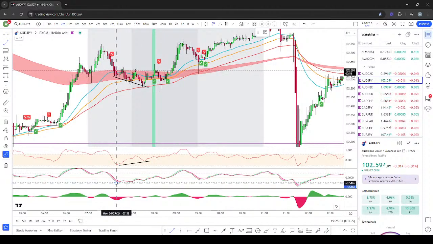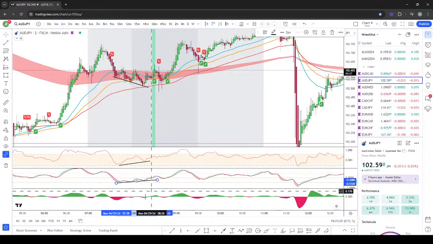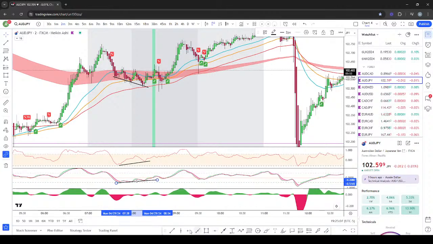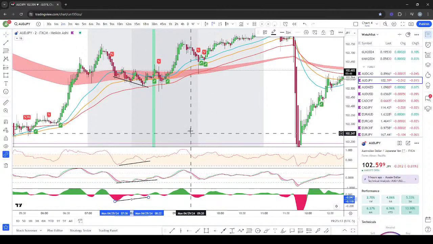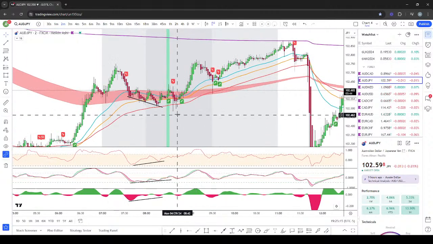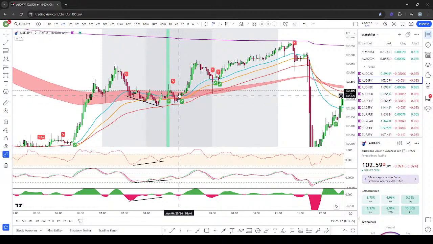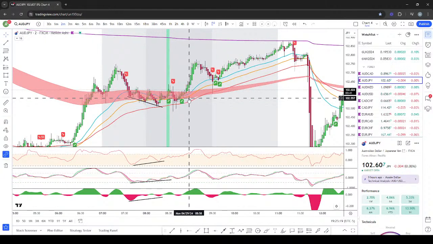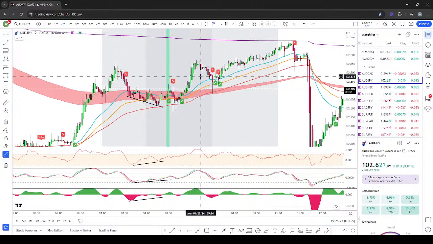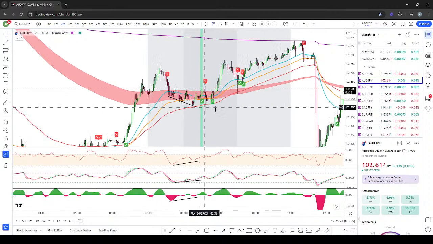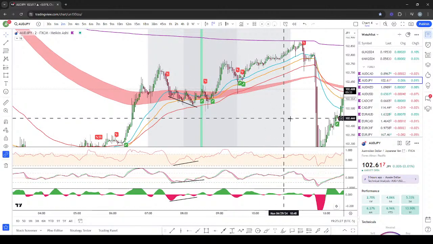Same thing with the TSI. This is moving up, and you can even see it. Let me just zoom in a little bit on the TTM squeeze. This is also squeezing higher up right in here too. Okay, so you can just wait for these signals, and price pushes higher. So that was happening on the Aussie yen.